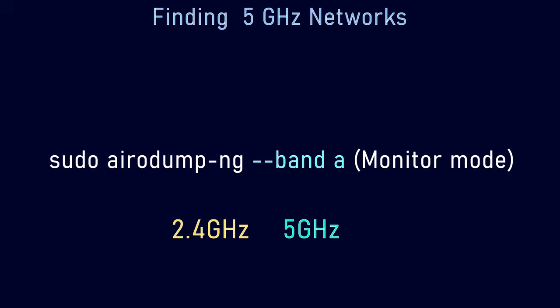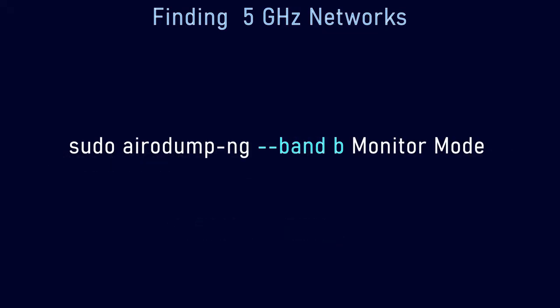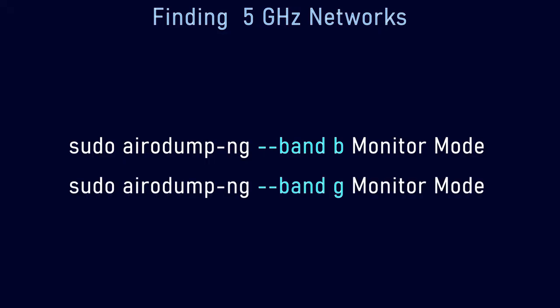Now to scan and list 5 GHz networks, we need to use the band A parameter with AeroDump. The letter A represents the 5 GHz band. We will demonstrate this practically in the next video. There are other options for the band parameter as well. B represents the 2.4 GHz band using the old 802.11b standard, and G represents the 2.4 GHz band using the 802.11g standard, which is more common. G is also the default mode.